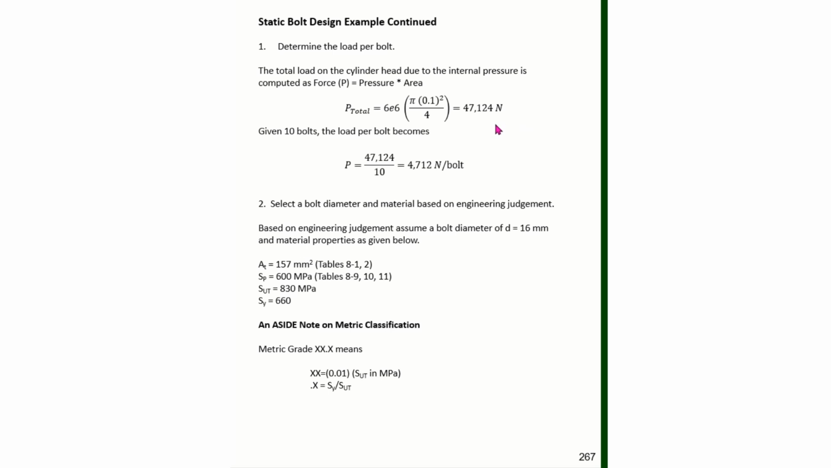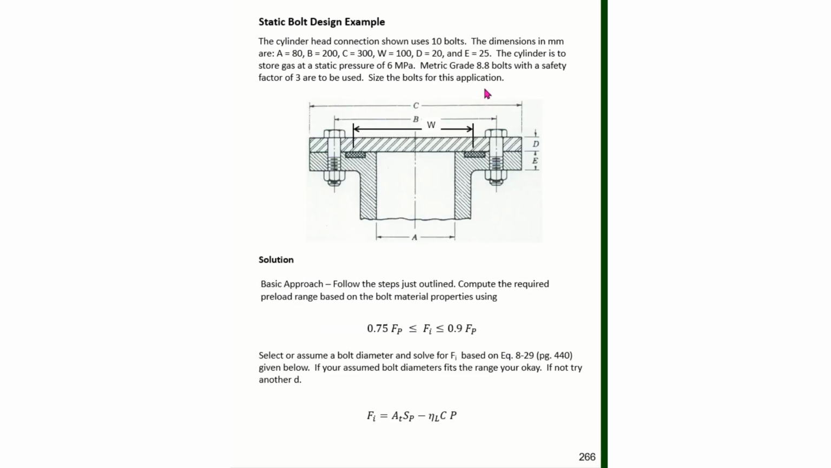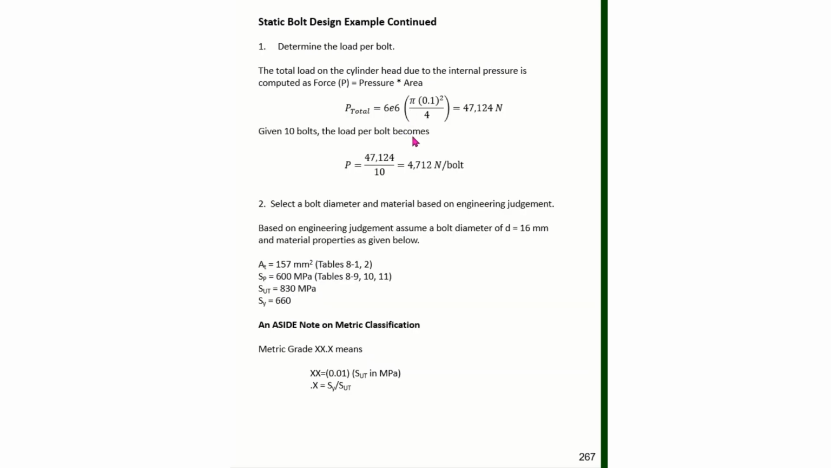Now we're given that we have 10 bolts, so we're going to use 10 bolts on this cylinder head, and so the load per bolt is the 47,000 divided by 10 gives us 4,000 newtons per bolt. Now we need to select a bolt diameter and material based on engineering judgment. And based on engineering judgment, we'll assume a bolt diameter of D equal to 16 millimeters.